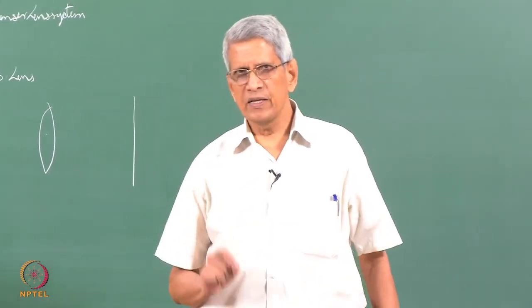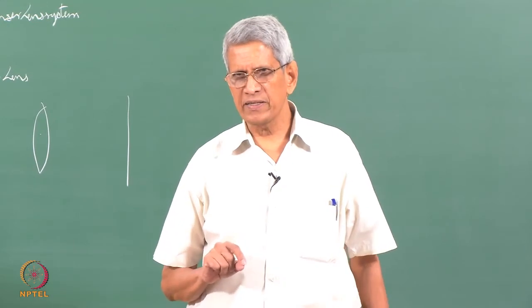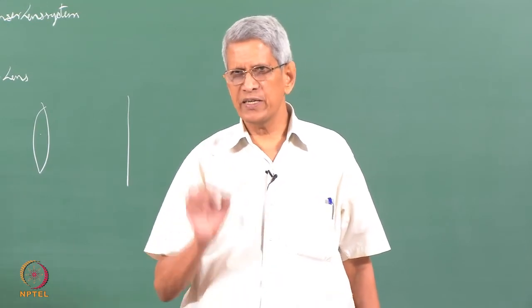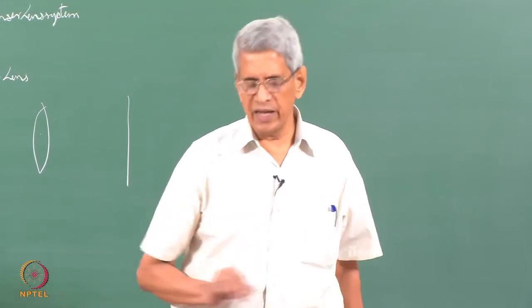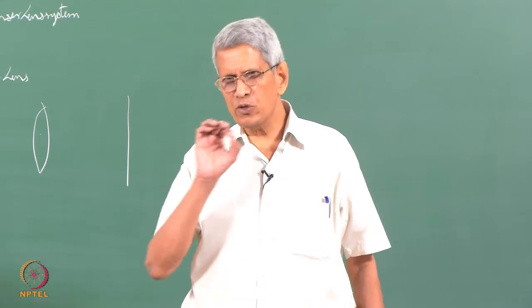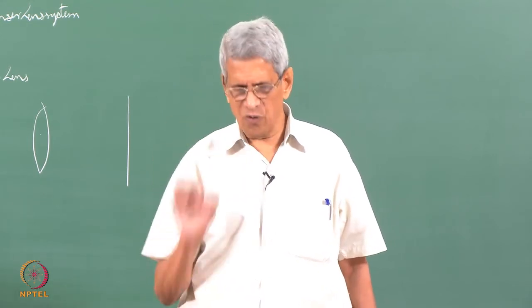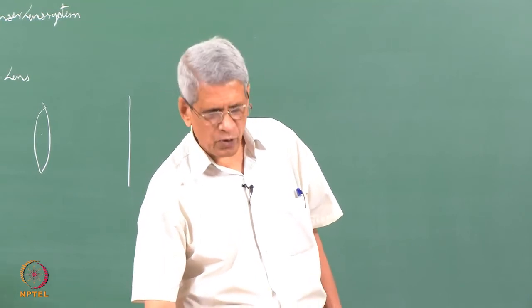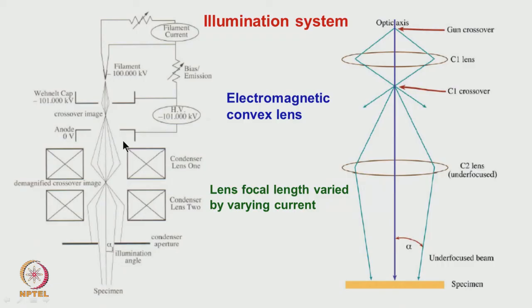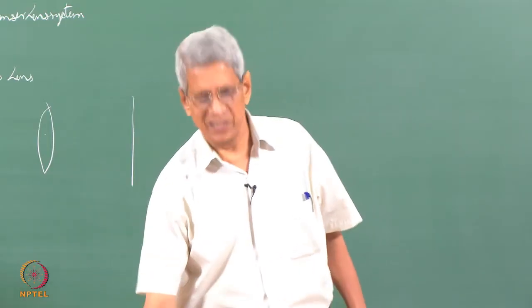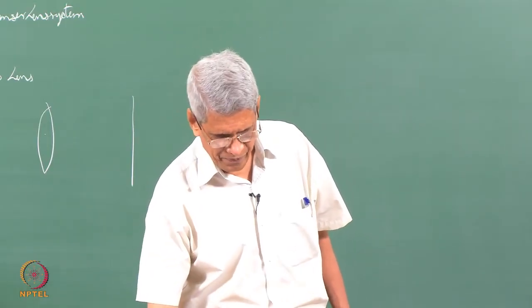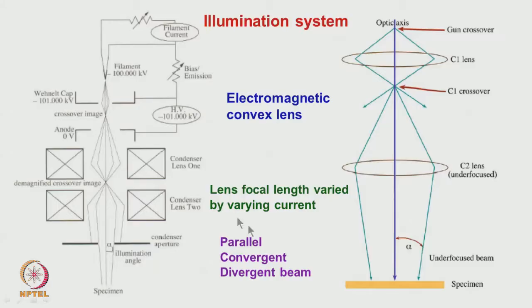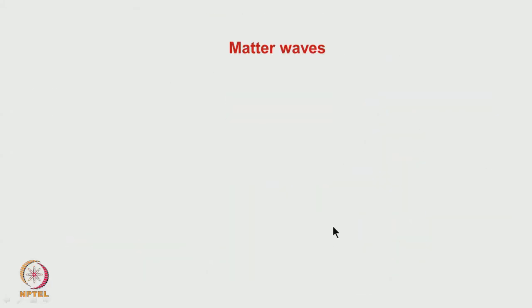Whereas since the lenses here are electromagnetic lenses, just by changing the current which is applied to the lens, we can totally change the focal length of the lens. That is the advantage in an electron microscope. We do not have to change the position of the lens, you just change the current and the focal lengths are changed. Then as I mentioned, parallel, convergent or divergent beams we can obtain.